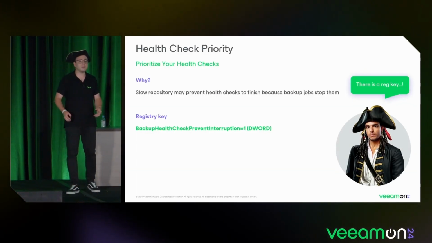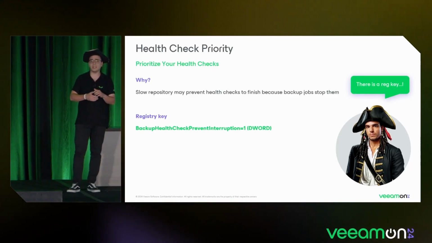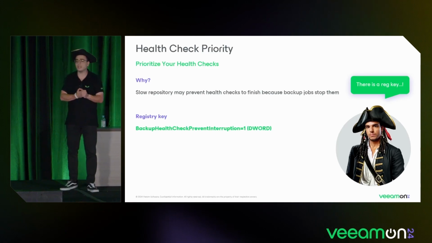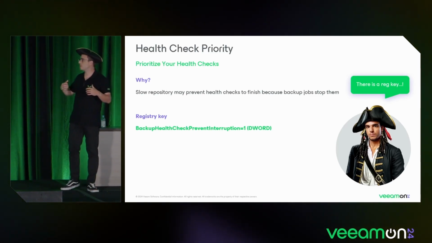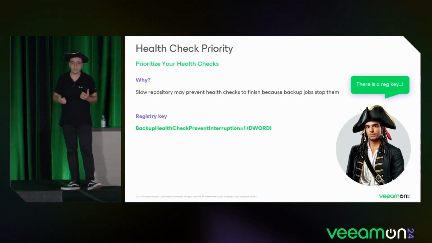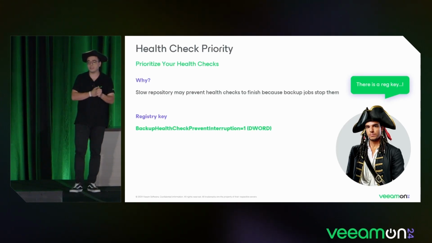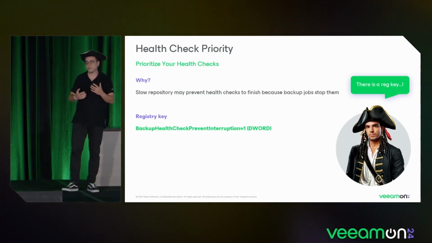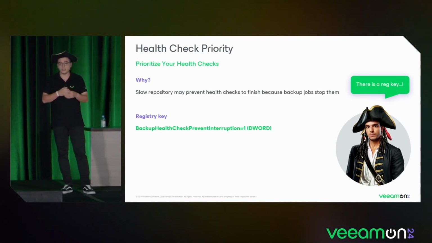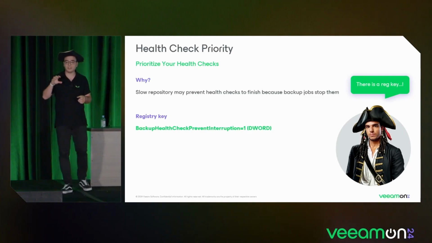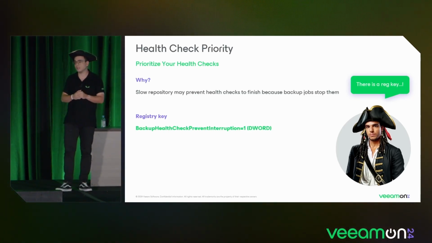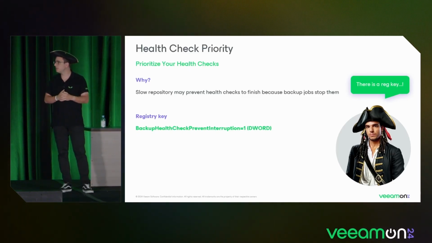For some customers, it's important that they can let the health check at least finish. For example, if they have a weekly health check, they want to have that health check done before a backup job can run again. So we have introduced this registry key where you can override the priority from a backup job and make the health check have a higher priority. Just important to know, if you have this registry key and the health check is still running, the backup job will not start until the health check has finished.